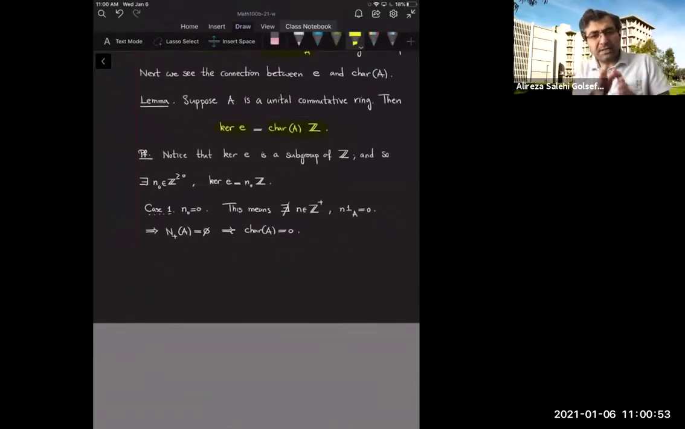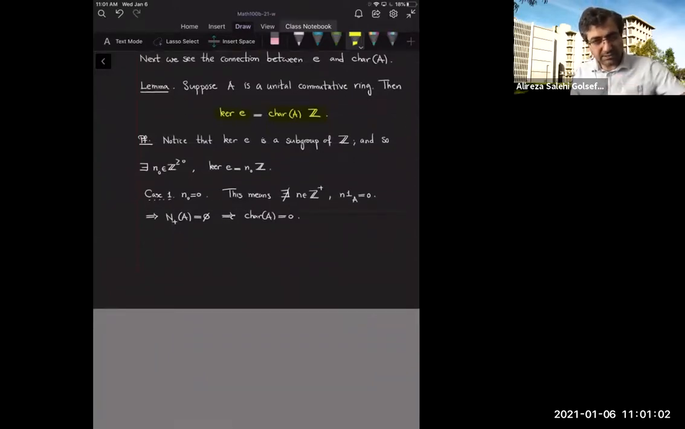And I'm going to split it in two cases. So either n naught is 0 or n naught is not 0. So let's start with the case that n naught is 0. So suppose n naught is 0. That means what? I'm assuming that the kernel of E is 0.